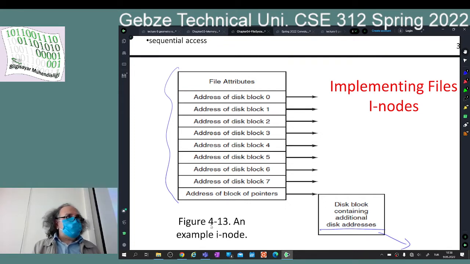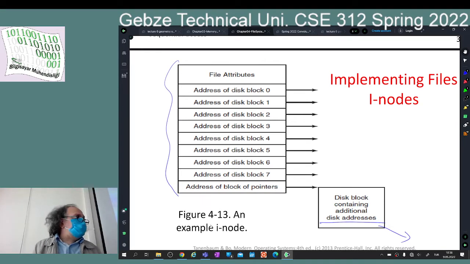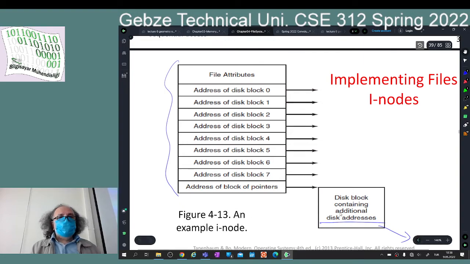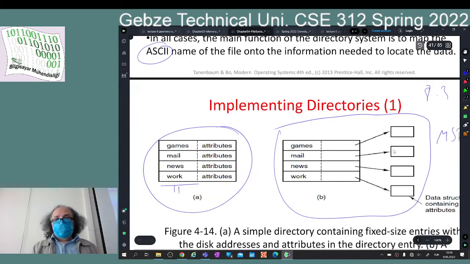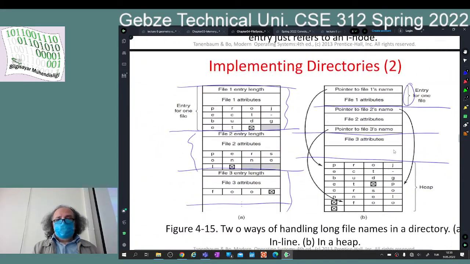You keep them in a special place on your disk surface, a place where the access is faster than the others, and this becomes your inode based file system. Unix uses, from the beginning of the Unix days, from the 60s, 70s, this inode based file system. Okay, so we talked about these, then we talked about how we implemented directories.